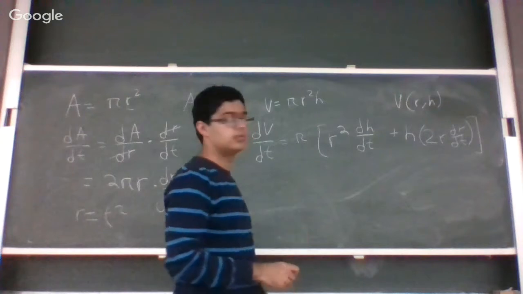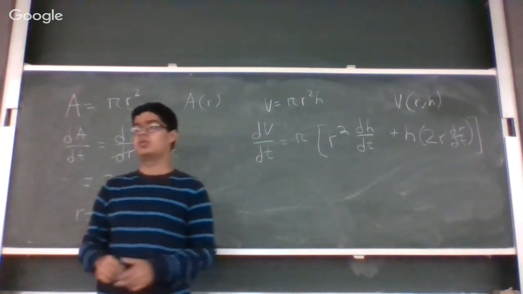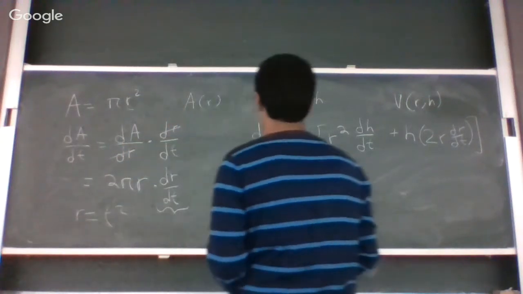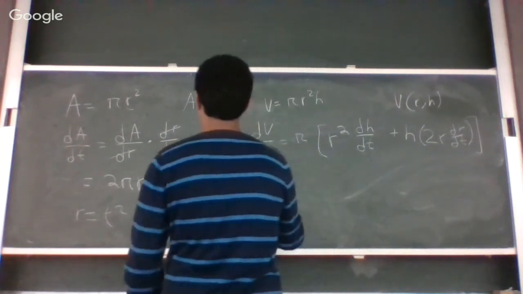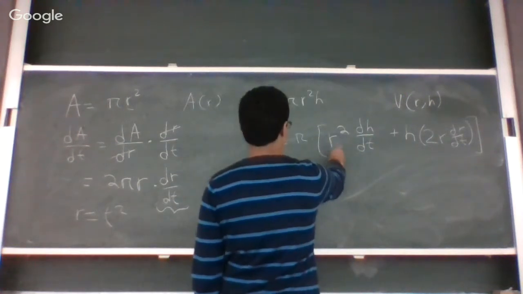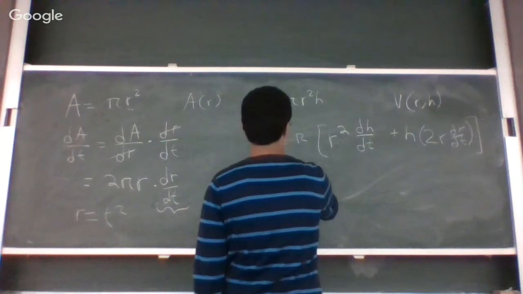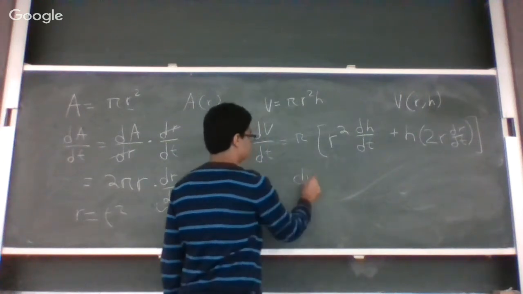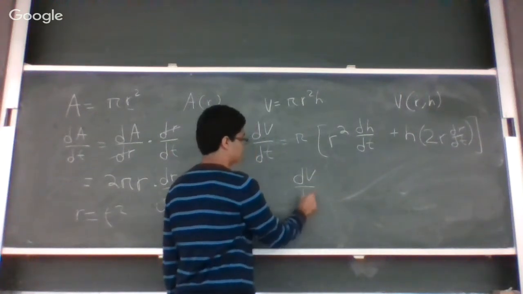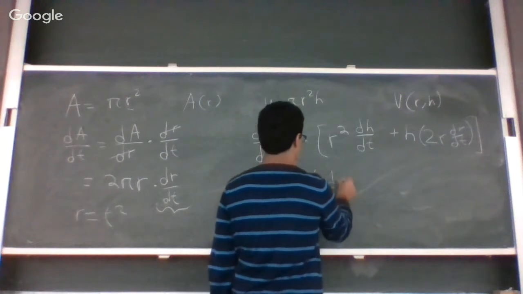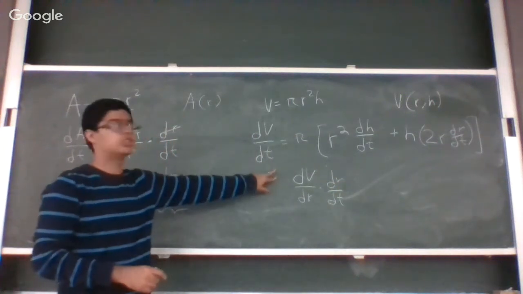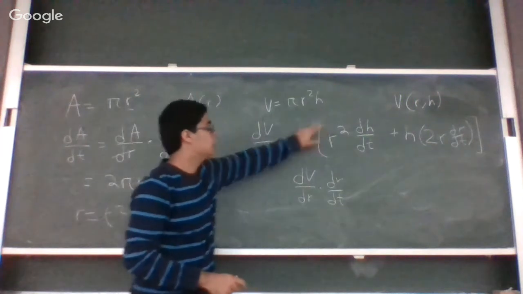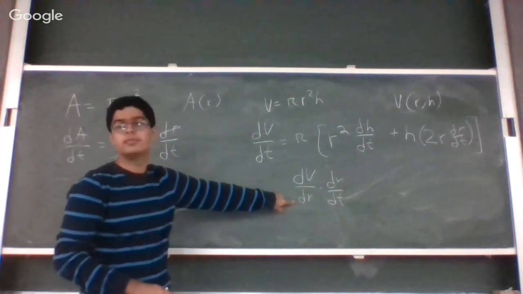Same thing for R. We do dV over dr times dr over dt. We were taking the derivative of the volume formula with respect to R. Okay?